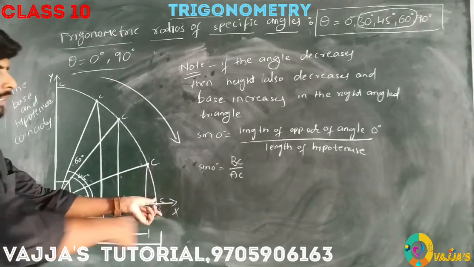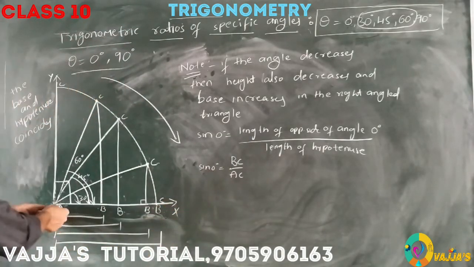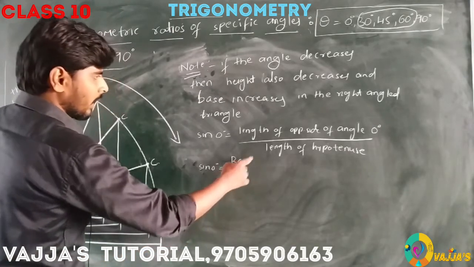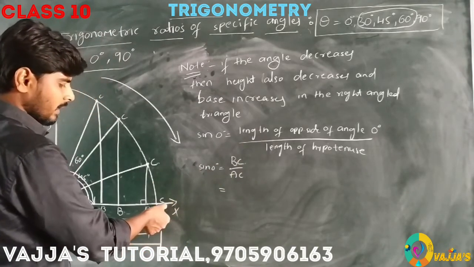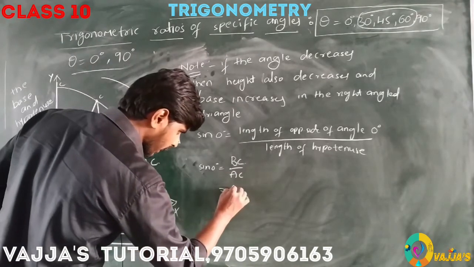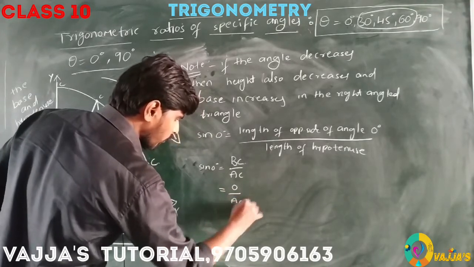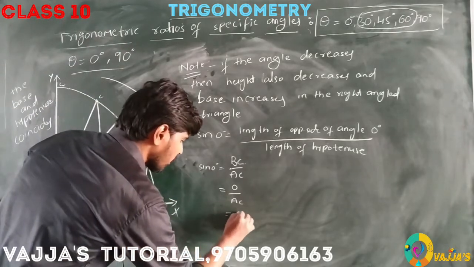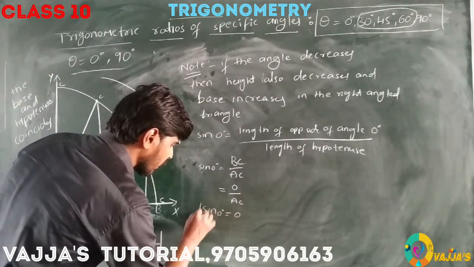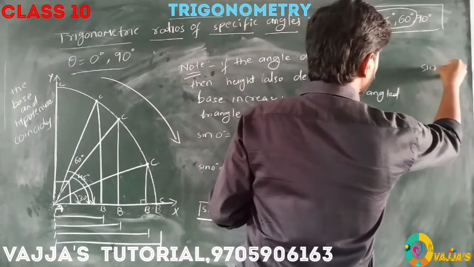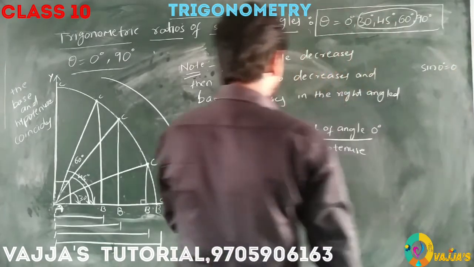So what is the BC value at 0 degrees angle? 0 degrees means the angle hasn't started yet. It means B and C coincide at the angle 0 degrees. That means there is no BC actually, it is 0. 0 by something is 0. Sine 0 degrees is equal to 0. Write down here, sine 0 degrees is equal to 0.